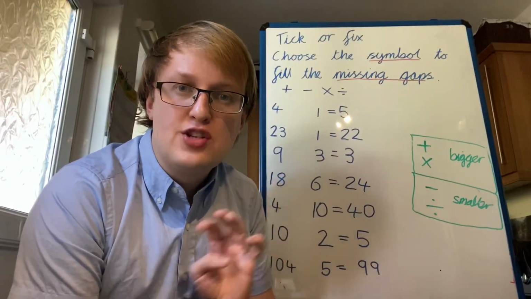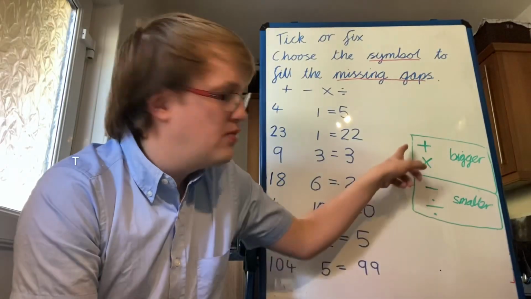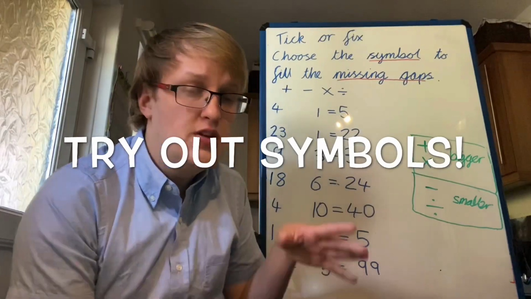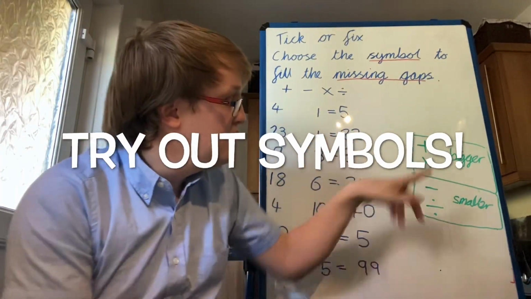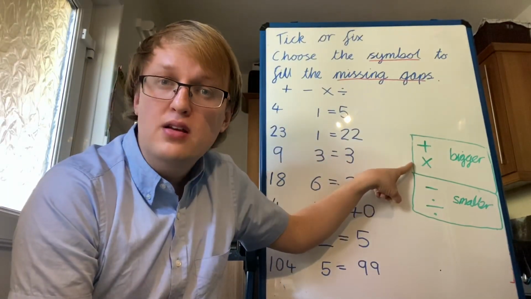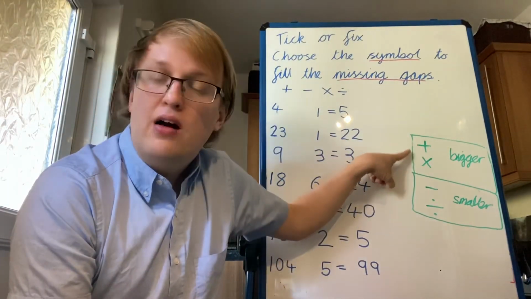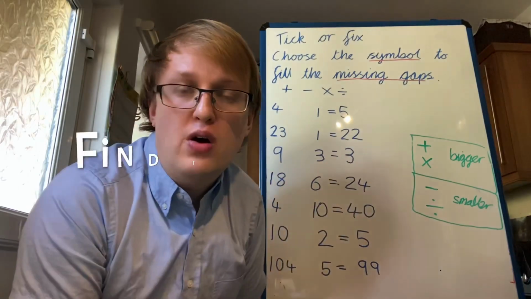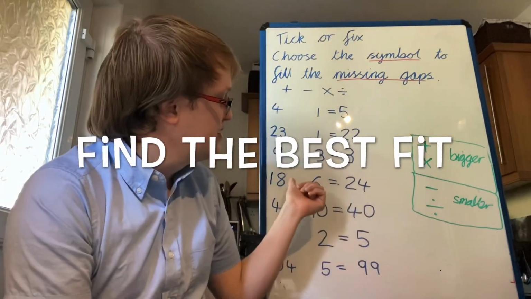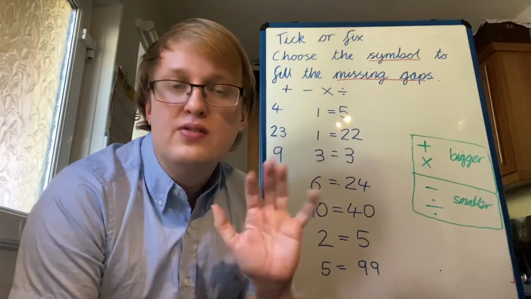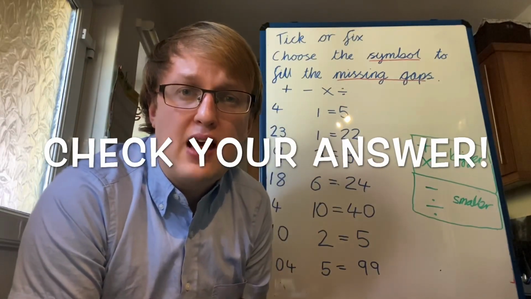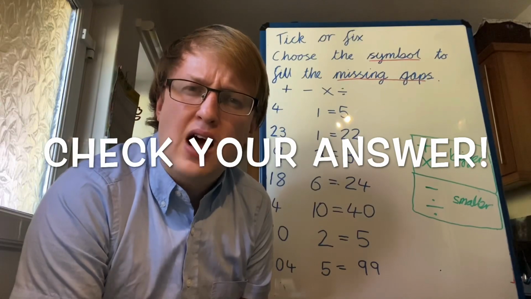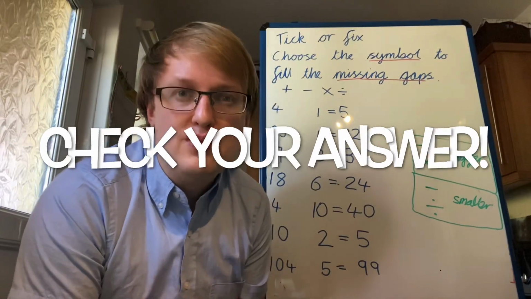Step 4 is to try out the 2 remaining symbols that you've got. So you've narrowed it down because the number is greater, you've narrowed it down to either add or multiply. So you now need to try out both and see which one is the best fit for that missing space. Step 5, again with all of your maths problems, is to read over your answer carefully and think, does it make sense? Have I got the right answer? Before you go on to the next one.